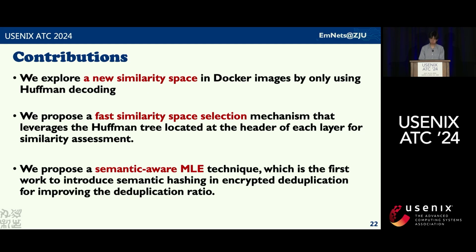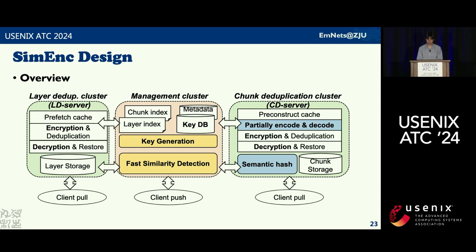So we summarize our contributions as follows. We explore a new similarity space in Docker images by only using Huffman decoding, which is a new trade-off space of duplication ratio and latency better than the existing completely decompressed space. We propose a fast similarity space selection mechanism that leverages the Huffman tree located at the header of each layer for similarity assessment. And last, we propose a semantic-aware MLE technique, which is the first work to introduce semantic hashing in encrypted deduplication for improving the duplication ratio.